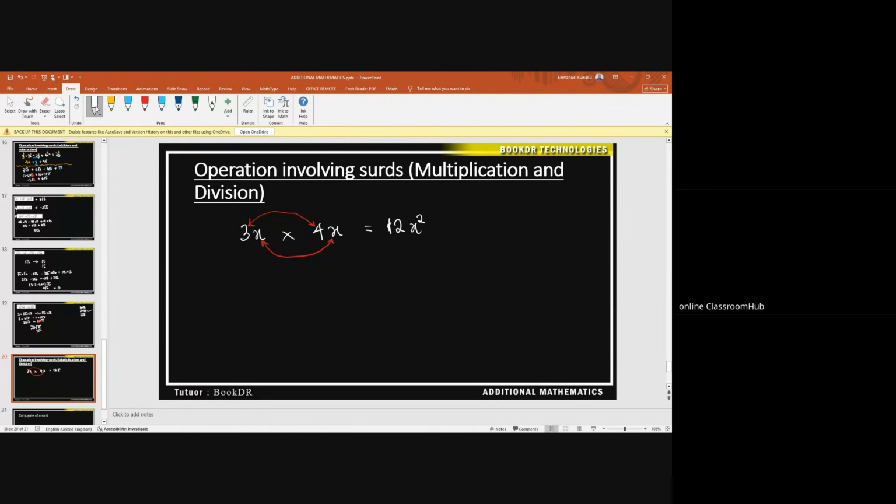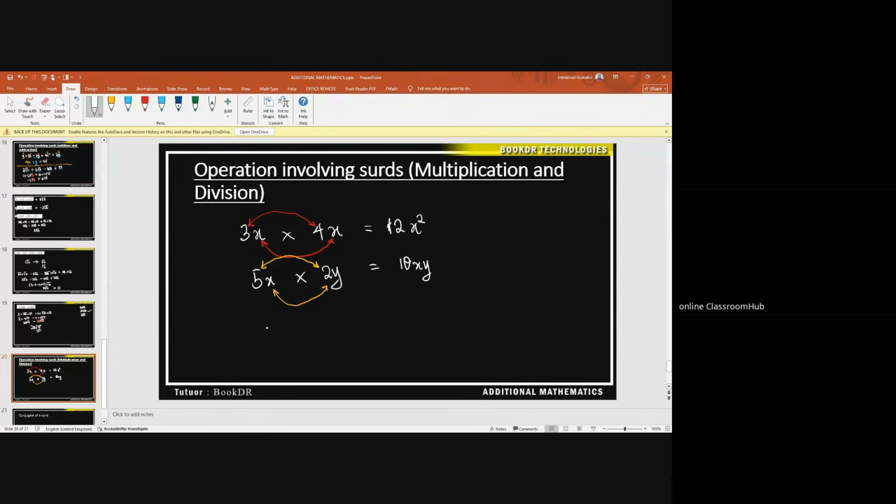Another example, I can have 5x multiplying 2y. Similarly, the numbers will multiply, then the variables will also multiply. So when the numbers multiply, we'll have 10. And when the variables multiply, because they are not numbers, we can't find their value. We just write them like this, xy. xy means x is still multiplying y.